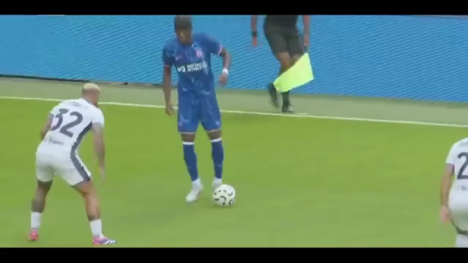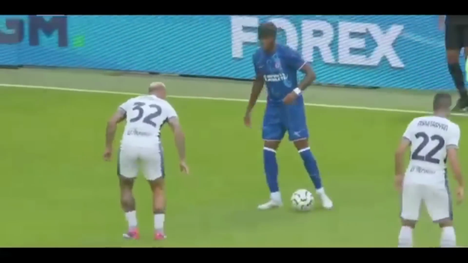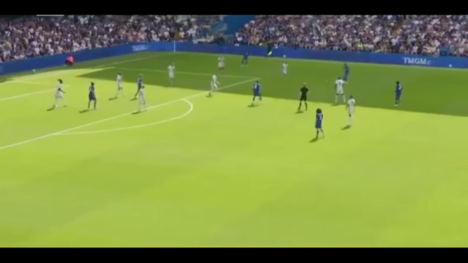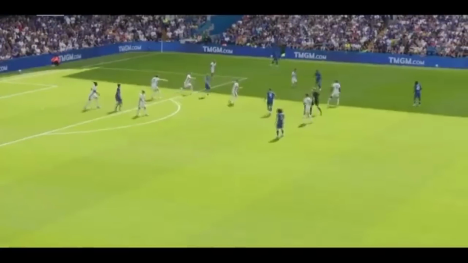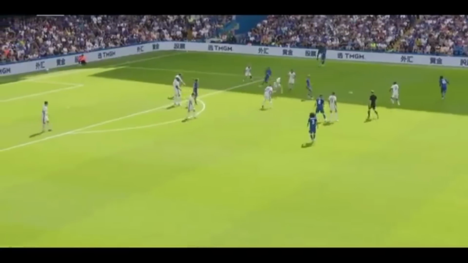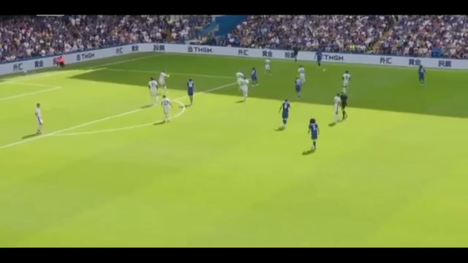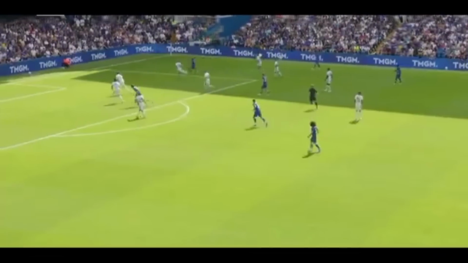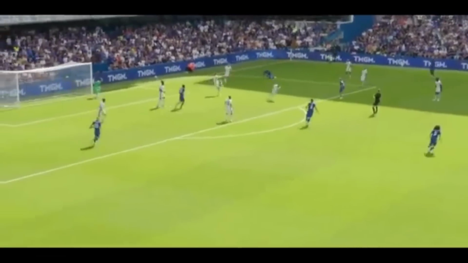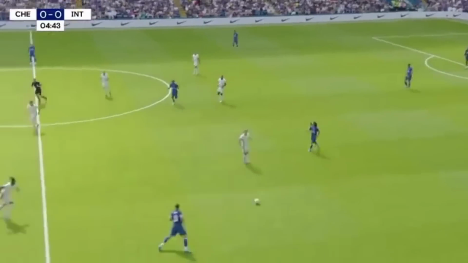Why were they hitting the ball through the channels? It's because Inter will try to push their wing backs to try and cover these players. And this actually created joy for the likes of Noni Madueke and Mykhailo Mudryk, and especially Mudryk. Mudryk will be found time and time again by Marc Cucurella.